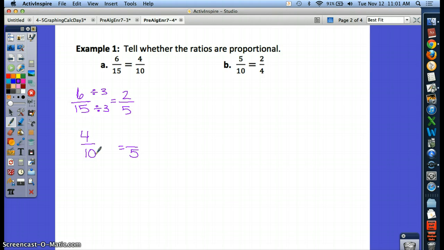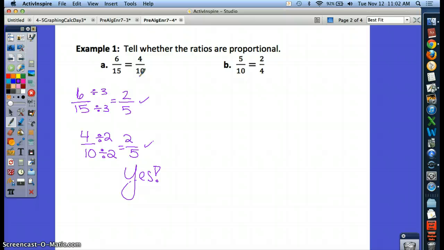For 4/10, what would I do to 10 to get 5? Divide by 2. Whatever you do to the bottom, you do to the top. So 4 divided by 2 is 2. So are these ratios proportional? If these are equal, yes. Now you could have multiplied, if you got them to be 150, you would multiply this first fraction by 10 over 10 and the second fraction by 15 over 15. You should still see that they are proportional. This connects back to that first lesson when we talked about equivalent ratios. Remember, we can multiply or divide to get equivalent ratios.